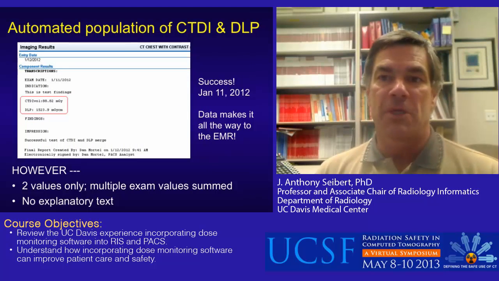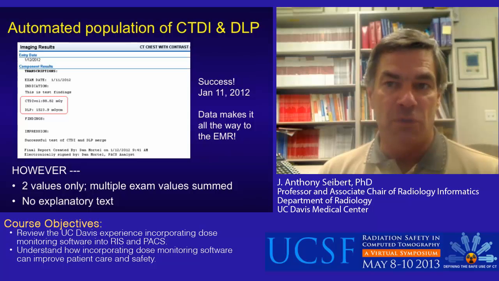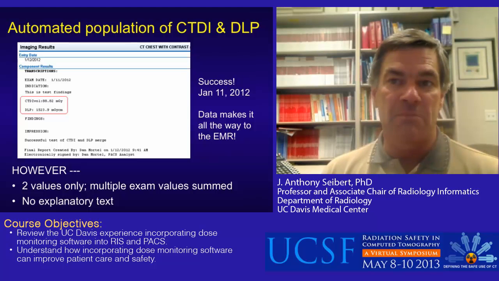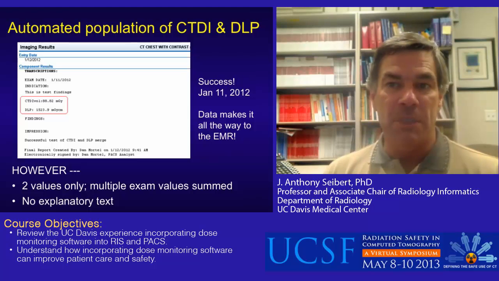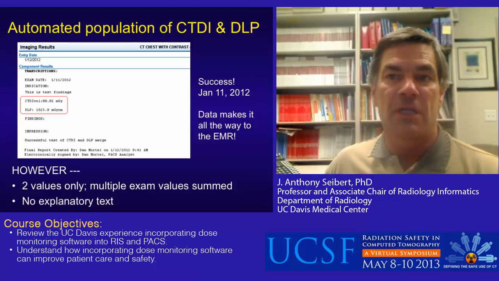Transfer of dose information was achieved by January 11, 2012, with data transferred all the way to the EMR, as shown in the screenshot example above. However, only two values were sent, an average CTDI vol and summed DLP. While loosely meeting the intent of the law, averaging CTDI vol and summing DLP is inappropriate in most situations where combination studies are performed, such as the chest, abdomen, pelvis exam. Also, no explanatory text was offered in the report.